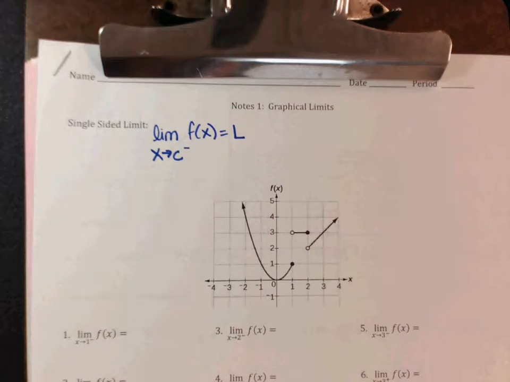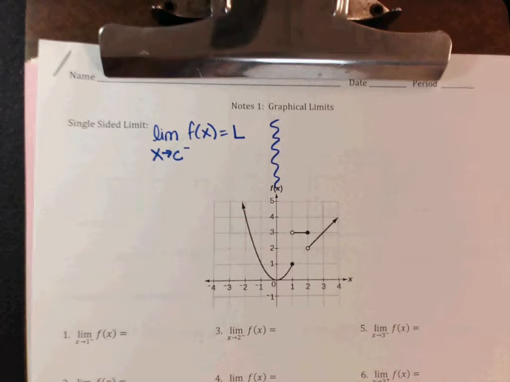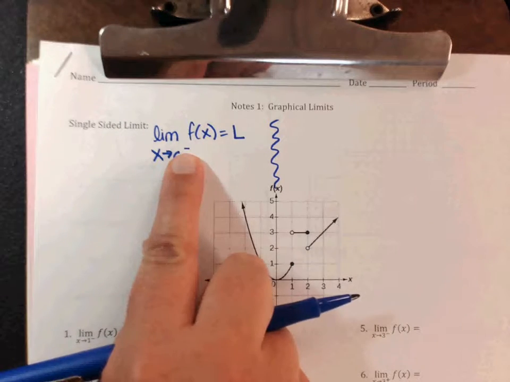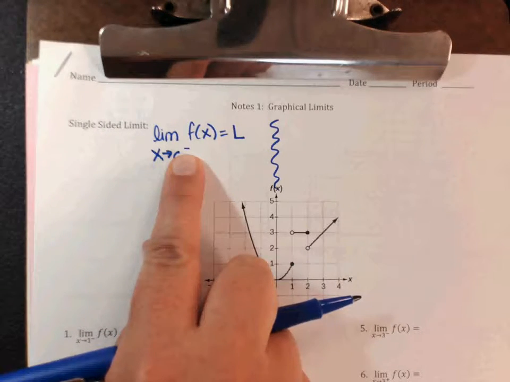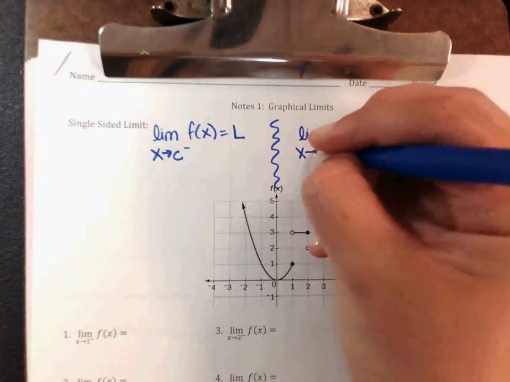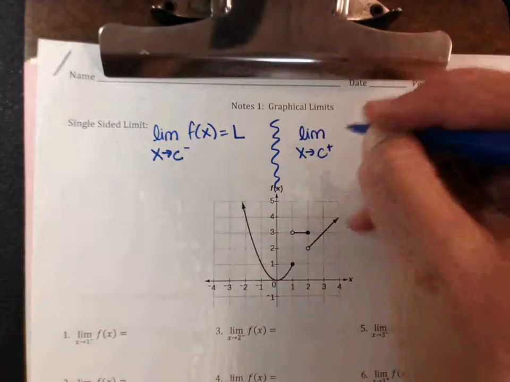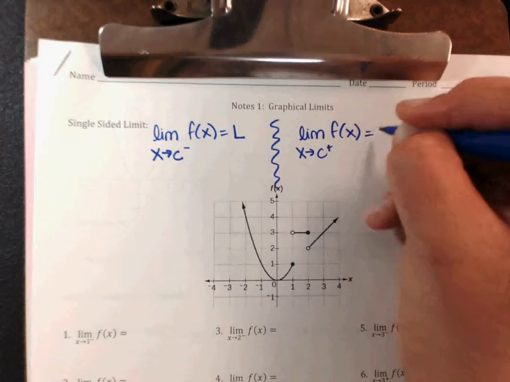We're going to break it down in just a second, but for right now, I'm just going to have you write it. Now I'd like for you to write the exact same thing on the other side, but instead of a little minus, I want you to put a little plus sign, okay? So it's going to be L-I-M, x arrow c with a little plus, and then f of x equals L.